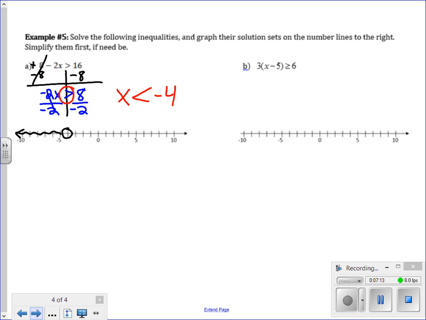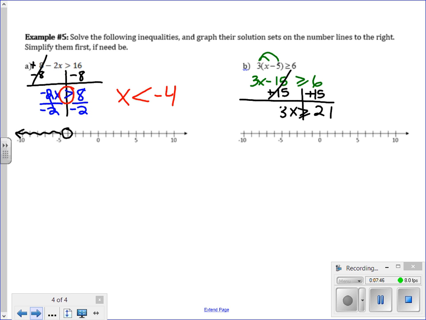All right, last example here in B. I need to start by distributing the 3 to both terms in the parentheses. When I distribute the 3, I end up with 3x minus 15 is greater than or equal to 6. All right, to solve this then, I have to undo the subtraction of 15 by adding it to both sides. That leaves me with 3x is greater than or equal to 21.